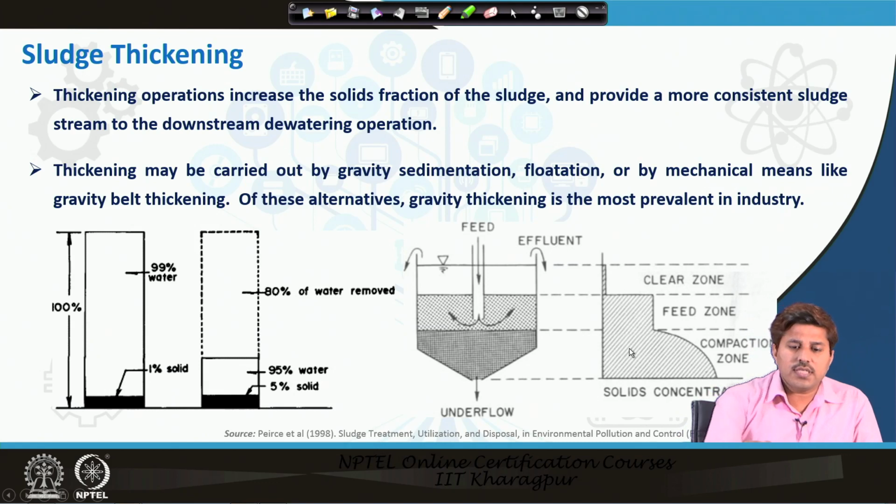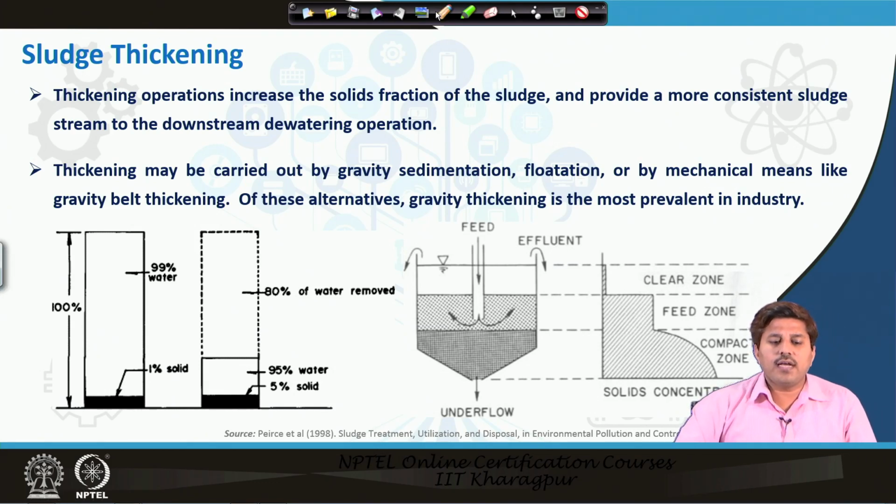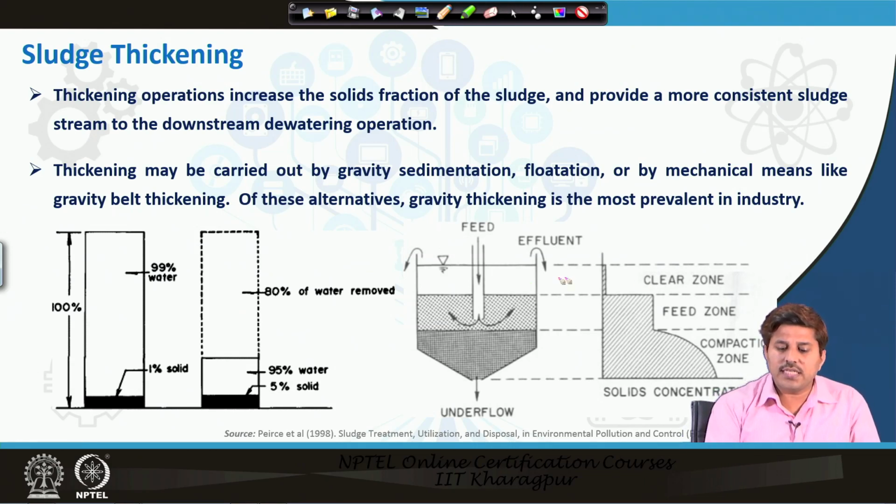Now, sludge thickening is done either by gravity thickening or by mechanical means. Gravity sedimentation is simply putting the sludge into a gravity system and increasing the residence time. At the top we will see a clear zone, then there would be a feed zone, and at the bottom a compacted zone. The sludge concentration at the bottom is going to be very high, in the middle moderate, and the top will have a relatively very low solid concentration.